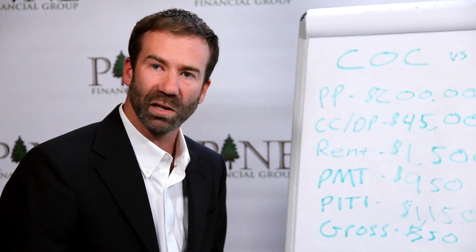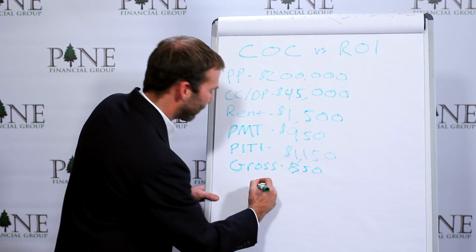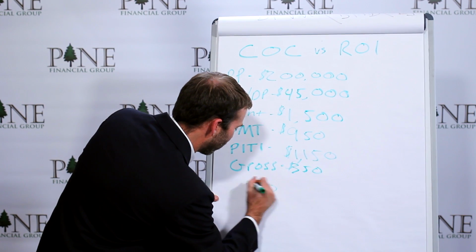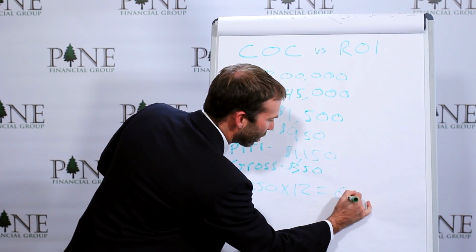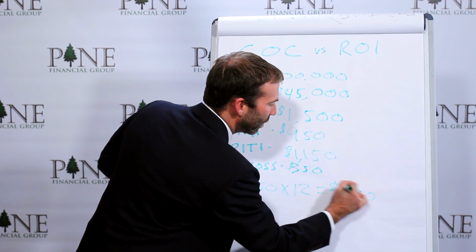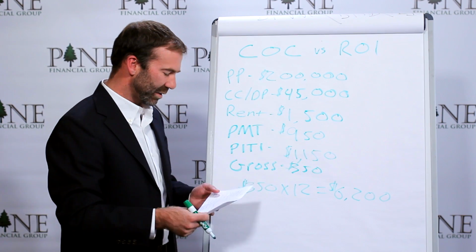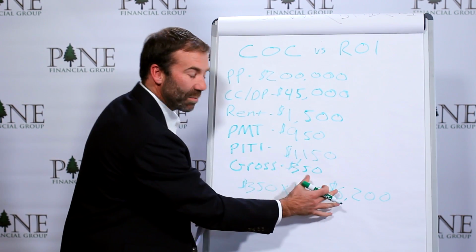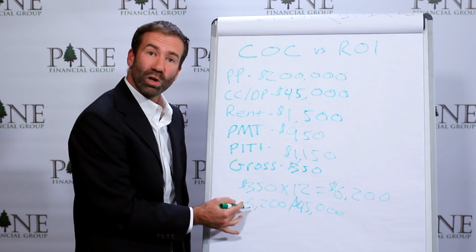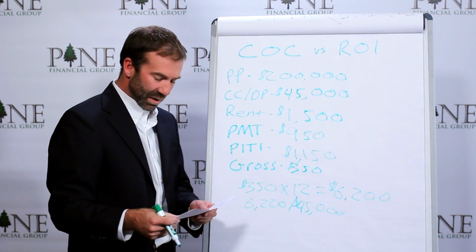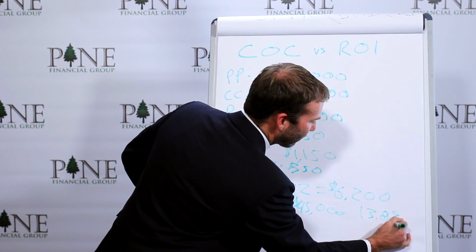So this is how you calculate your cash-on-cash return. First, I need to annualize my $350. So I take $350 per month, times it by 12 months. So I'm going to get $4,200 every single year on this. This is gross again, not maintenance, not vacancies. And then I got to divide my annual return by my investment. So take $4,200 divided by 45,000, and you're going to get a 9.3% return on your investment.